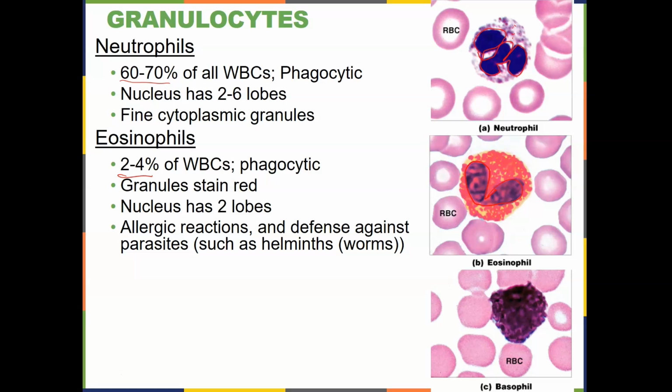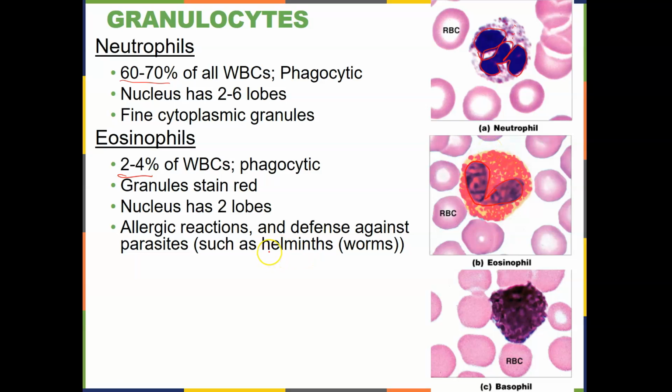In addition to that, they have these red grains. Now, interestingly, a neutrophil and an eosinophil, and even the basophils, are stained with a purple and a red stain. Only the eosinophils pick up the red stain very well. In fact, the stain is called eosin, so that's why they're called eosinophils.